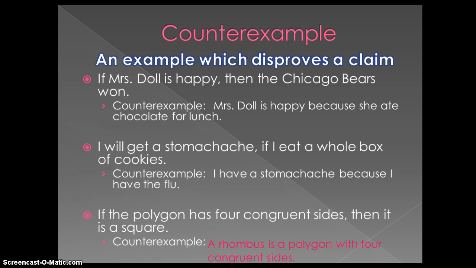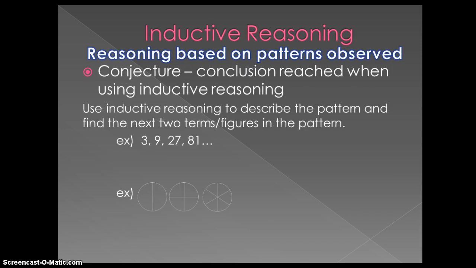Hopefully you came up with a rhombus. A rhombus is a polygon with 4 congruent sides, but it's not a square. So a rhombus would be a counterexample of that claim. Now there are 2 types of reasoning.